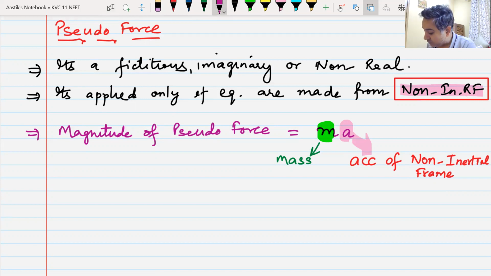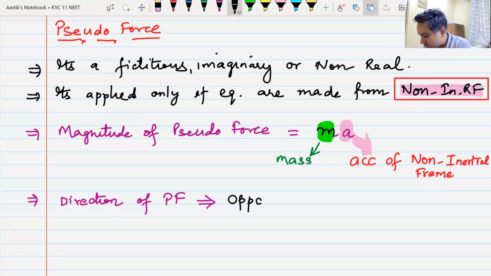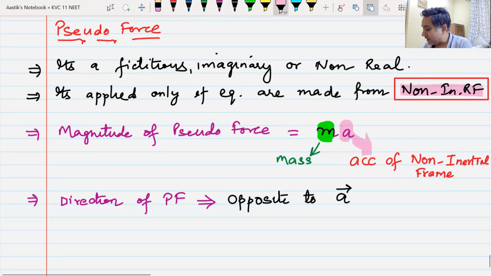So the magnitude of pseudo force is m into a, where m is the mass of the object and a is the acceleration of the non-inertial frame. Then the next question would come, what is the direction of pseudo force? Direction of PF. PF means pseudo force. The direction of pseudo force is opposite to the direction of A. This A is again the acceleration of the non-inertial frame. Do we understand this? Yes or no?